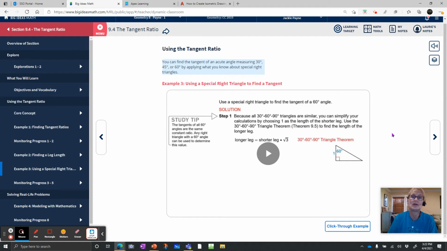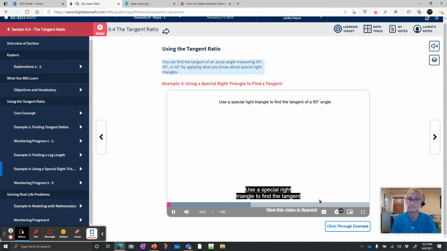So here's another way you can use it. You can find the tangent of an acute angle measuring 30 degrees, 45 degrees, or 60 degrees by applying what you know about special right triangles. So we talked about special right triangles before, right? If it's a 45-45-90, your sides are x, x, and x root 2 for your hypotenuse. If the special right triangle is a 30-60-90, then the short side across from the 30 is x, the hypotenuse is 2x, and then the side in the middle is x times the root of 3. So you can use those theorems as well, and here's an example.